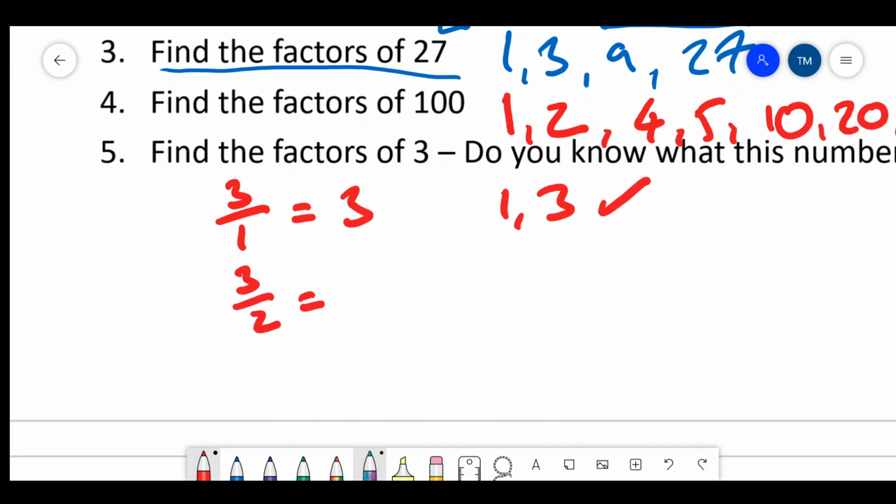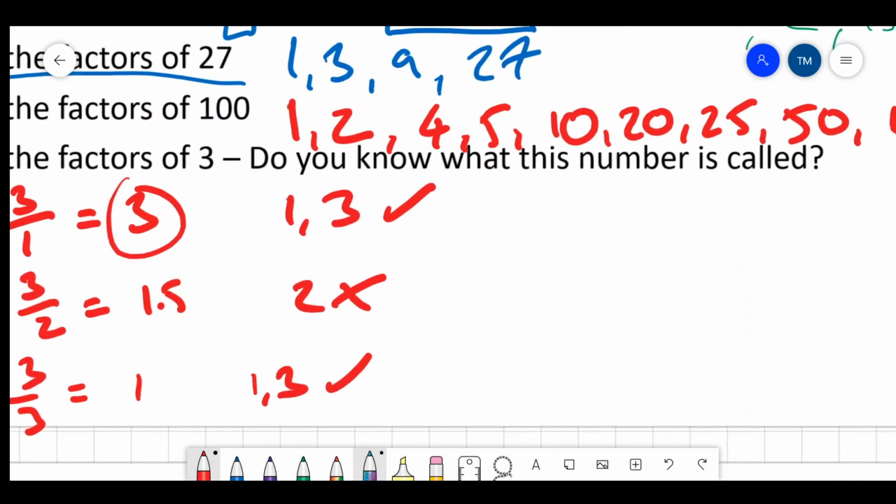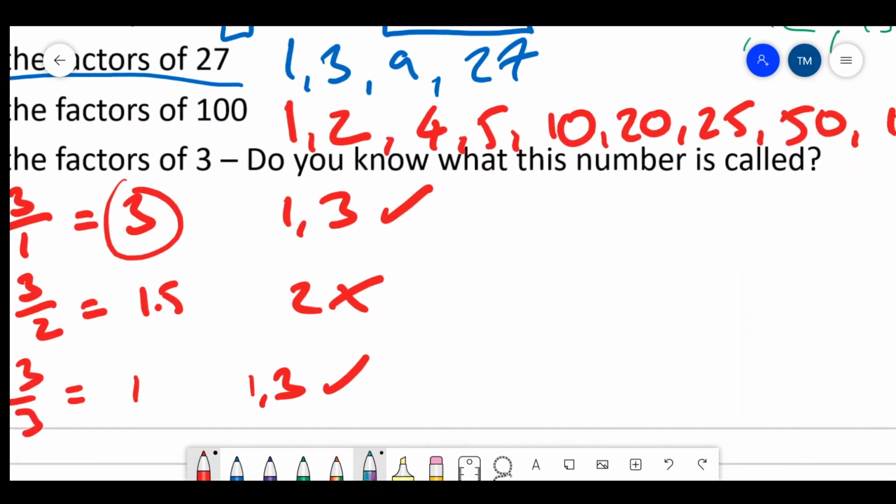3 divided by 2 is equal to 1.5, so 2 is not a factor. And then 3 divided by 3, well, we've already done this one because 3 divided by 3 is 1, which is found, and we've already found 3 as a result here. So we just get a pair of repeated roots. So therefore, our factors of 3 are just going to be 1 and 3.